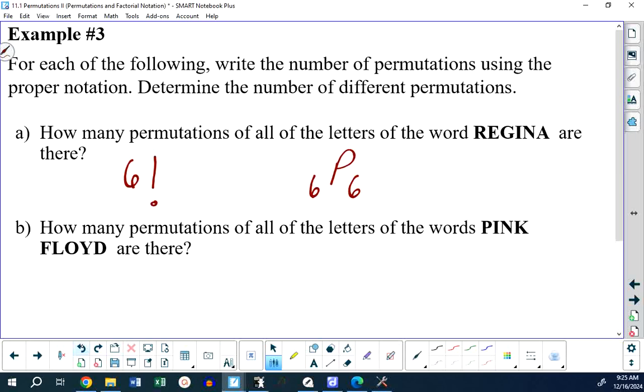How many permutations of all of the letters of the words Pink Floyd are there? Well, what do we have here? 9 letters. That would be 9 factorial. Or we could write 9p9. And I've never actually looked. I don't know why. I guess I should look one day. I like saying permute, as if permute is a verb. I don't know that it actually exists. But when I say 9p9, I mean 9 permute 9. I mean 9 arrange 9. But I use the word permute.